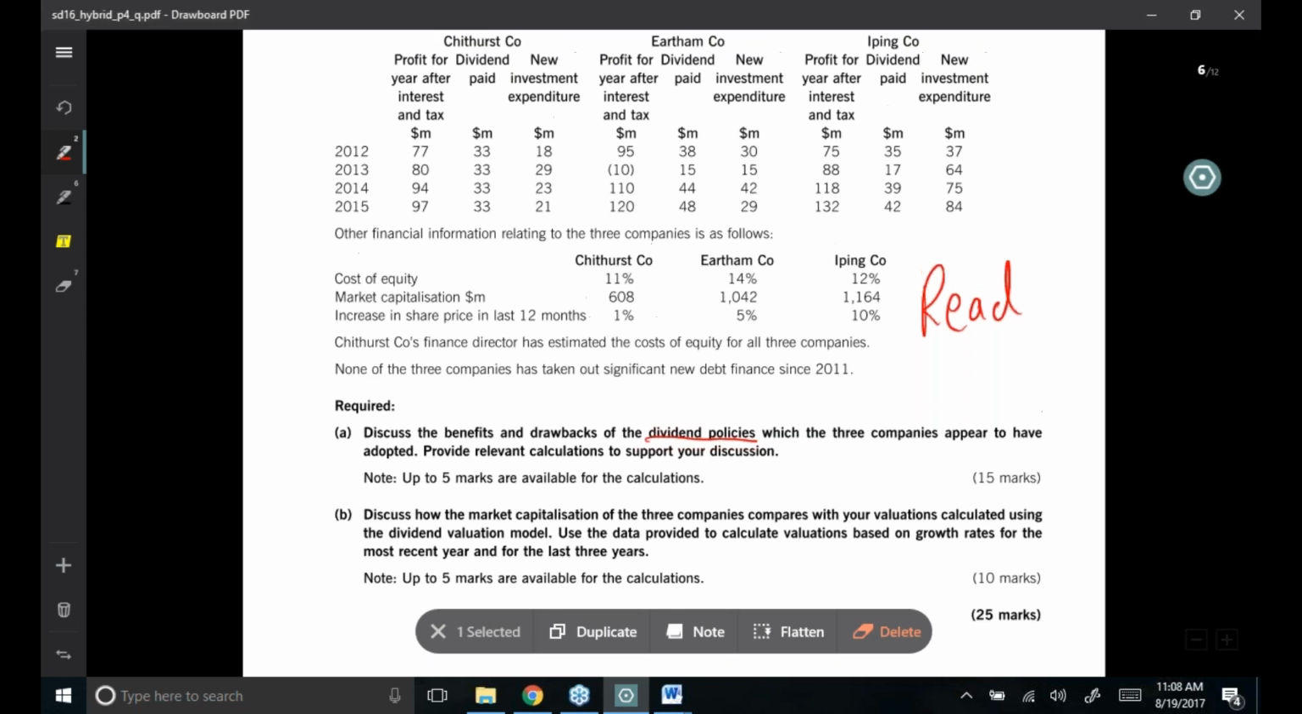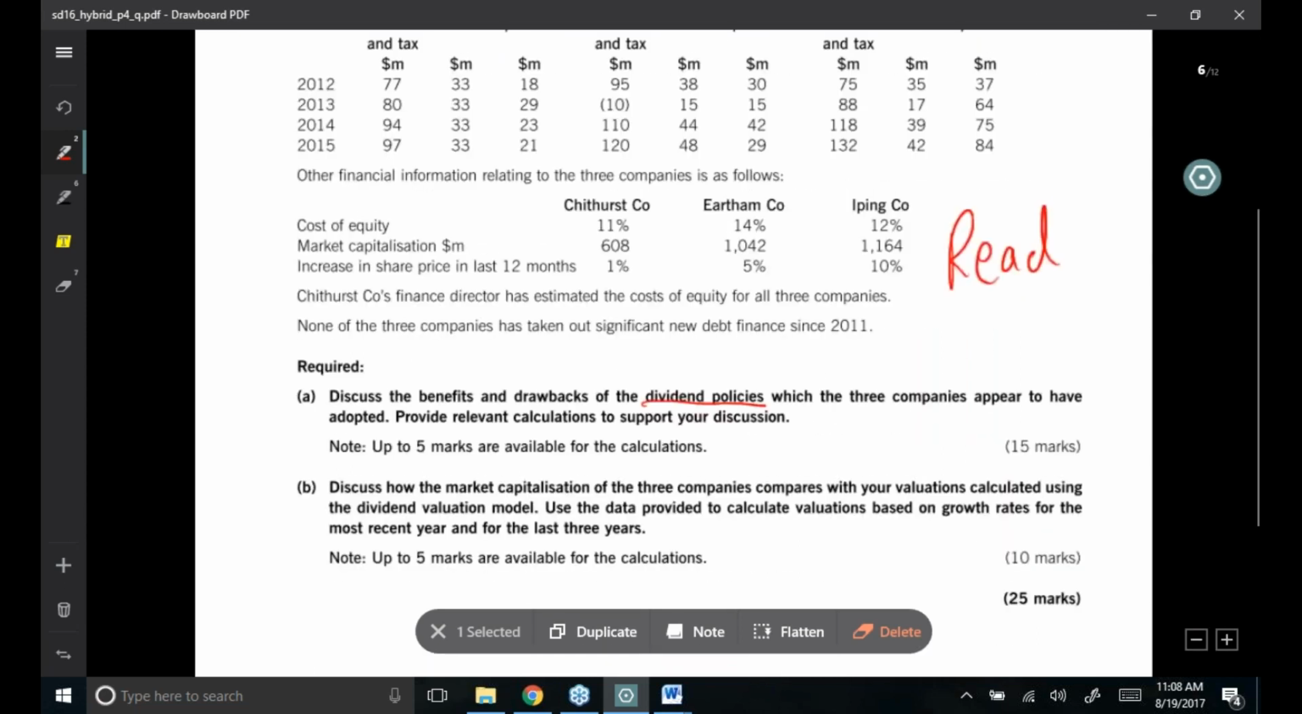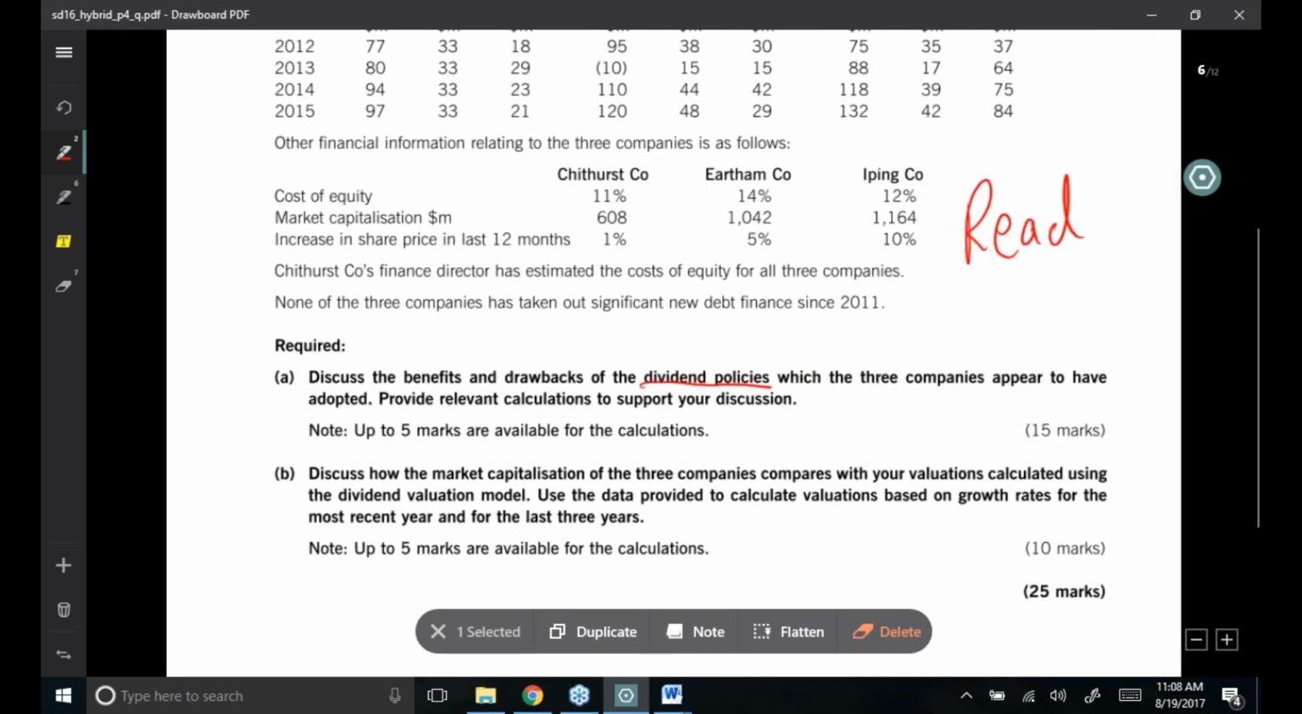Okay, let's start the discussion of question number 3. The first requirement is to discuss the benefits and drawbacks of the different policies which the three companies appear to have adopted. Provide relevant calculation to support your discussion. Up to 5 marks are available for the calculation and 10 marks are available for the discussion. Second, discuss how the market cap of the three companies compare with your valuation.